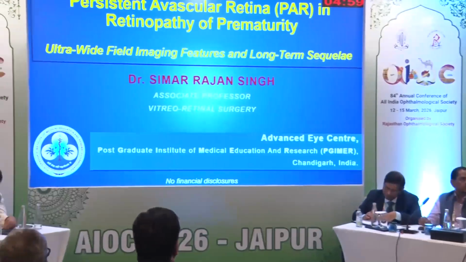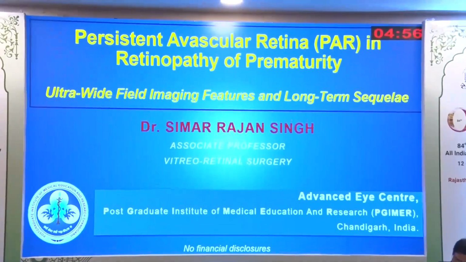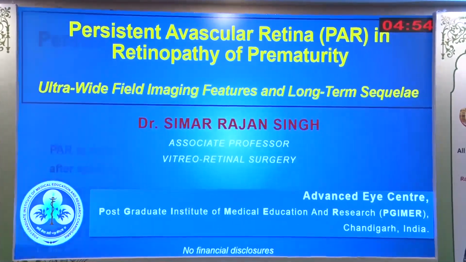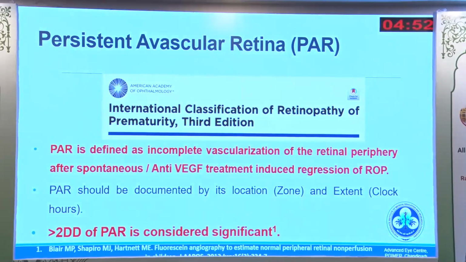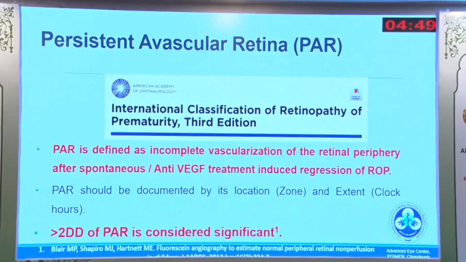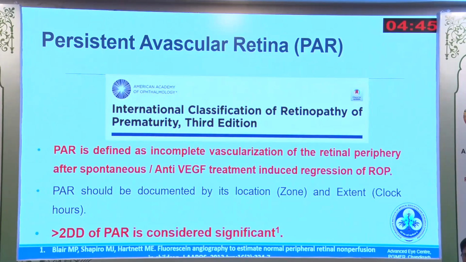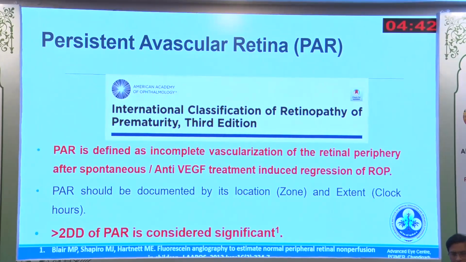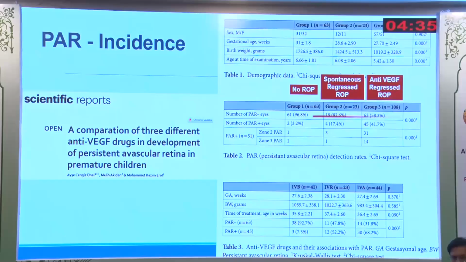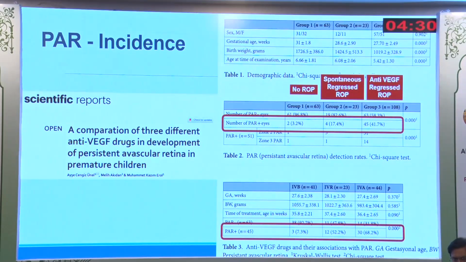I'll be discussing a diagnosis that we have been increasingly recognizing in recent years, that is persistent avascular retina in retinopathy of prematurity and the ultra-wide field imaging features consistent with the same. Persistent avascular retina has been defined as incomplete vascularization in the retinal periphery after spontaneous or anti-VEGF induced regression of ROP. More than 2 disc diameters of avascular retina is considered significant and labeled as PAR. In the literature, PAR can be present even without developing ROP, but in a very small number of patients, 3.2%.